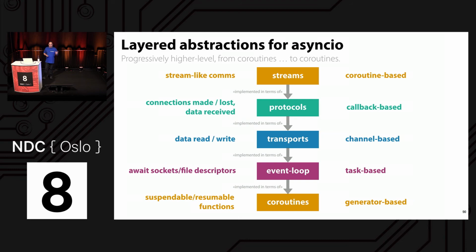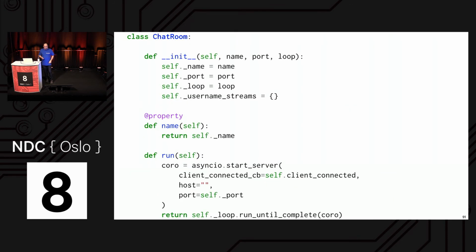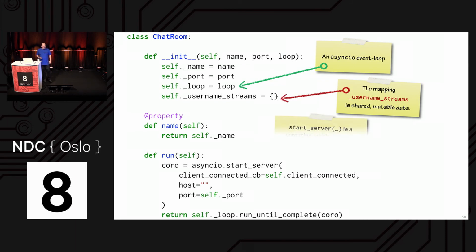So what I just showed you are the protocols with those three callbacks, connection made, lost, and received, which was the protocol level API. Let's look at the stream-based API. This is exactly the same program, chat room. We can do it in one class now.